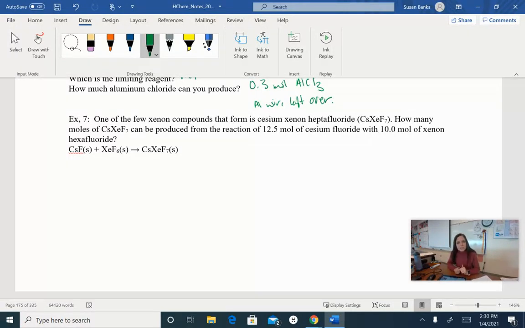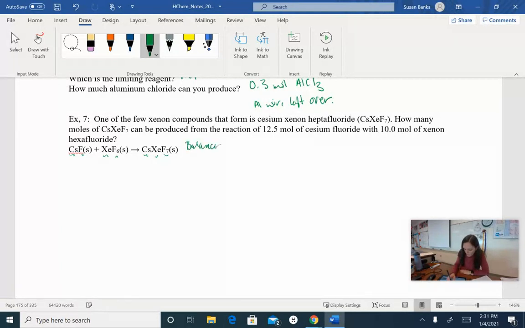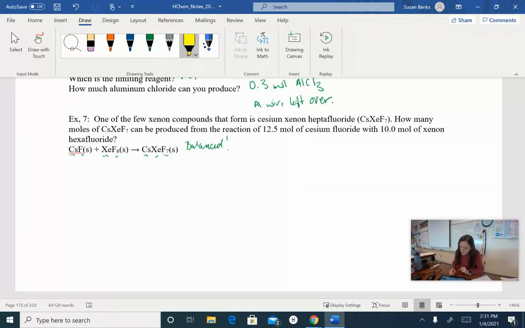The first thing to do is to check to make sure it's balanced. Is it balanced? Let's look at it. We've got 1 cesium and 1 cesium. We've got 1 plus 6, so 7 fluorines here, and we've got 1 xenon and 1 xenon. So we're okay. It is balanced. Okay, so now what we're going to have to do is the stoichiometry for both of these numbers. We're going to play out 12.5 moles of cesium fluoride and 10 moles of xenon hexafluoride.